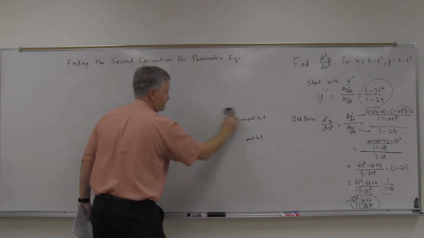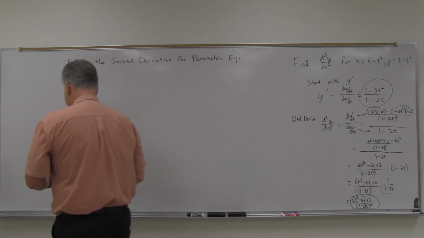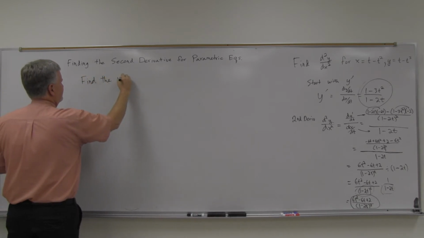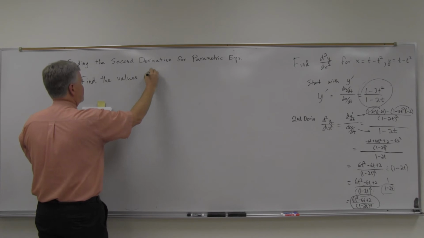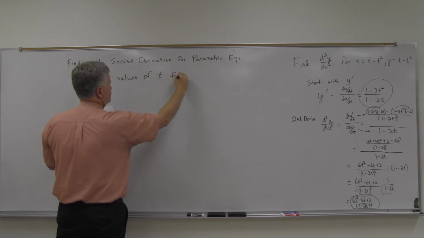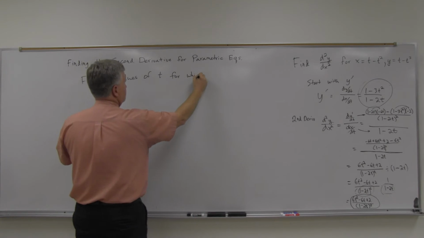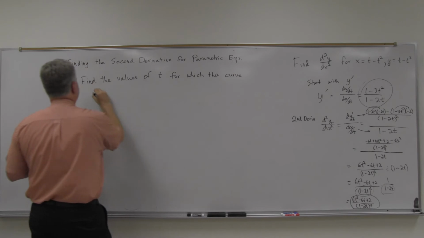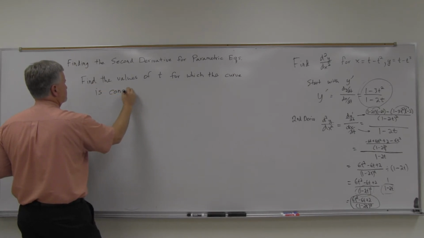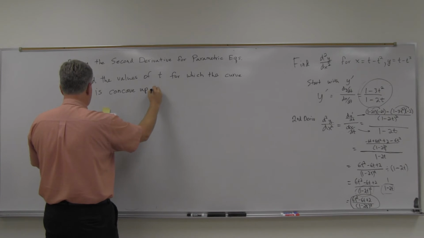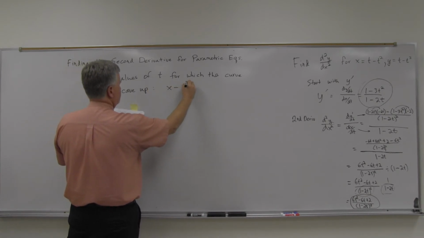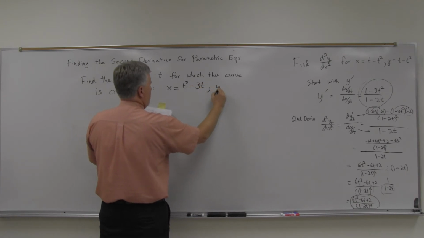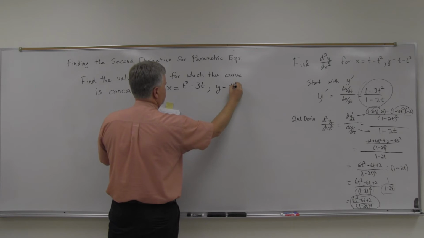So, kind of an application. Remember one thing. All right, here. Find the values of t for which the curve is concave up. It's x equals t cubed minus 3t, y equals t squared.